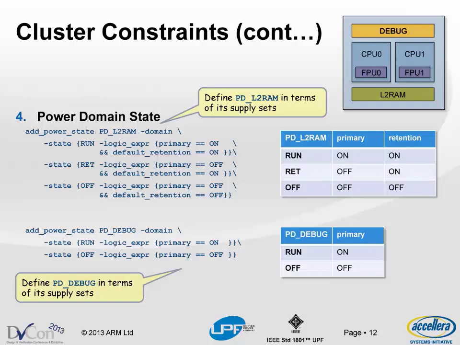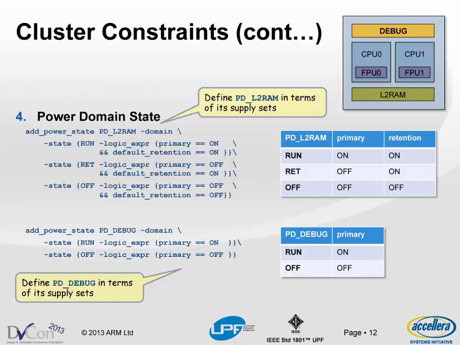So we've got the cluster's primary supply. There's no retention at the cluster level. And then the states of the L2 RAM, the debug, and the CPUs. So here you can say the cluster is considered to be in mode run when everything is on, and we don't care what the debug is doing. Conversely, we're considered to be in debug when the debug is on and we don't particularly care what all of the other modes are.